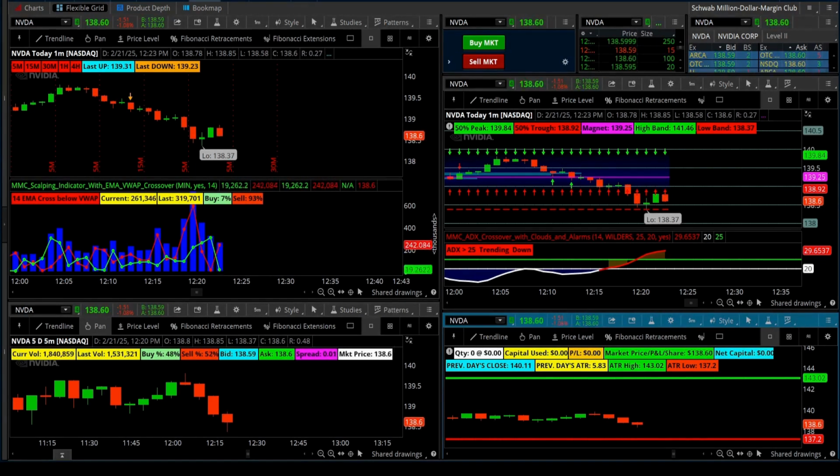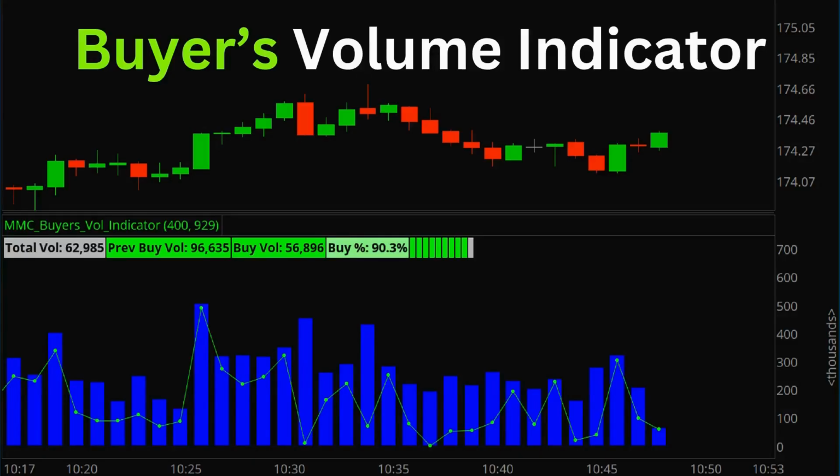The Buyer's Volume Indicator highlights the strength of buying activity within each candle by estimating the volume driven by buyers. This allows traders to quickly spot when buyer interest is increasing, especially when it surpasses the previous candle's buyer volume. Designed for fast-paced environments like one-minute scalping, it helps identify potential breakouts, confirms trend continuation, and gauges market sentiment in real time with clear visual cues.